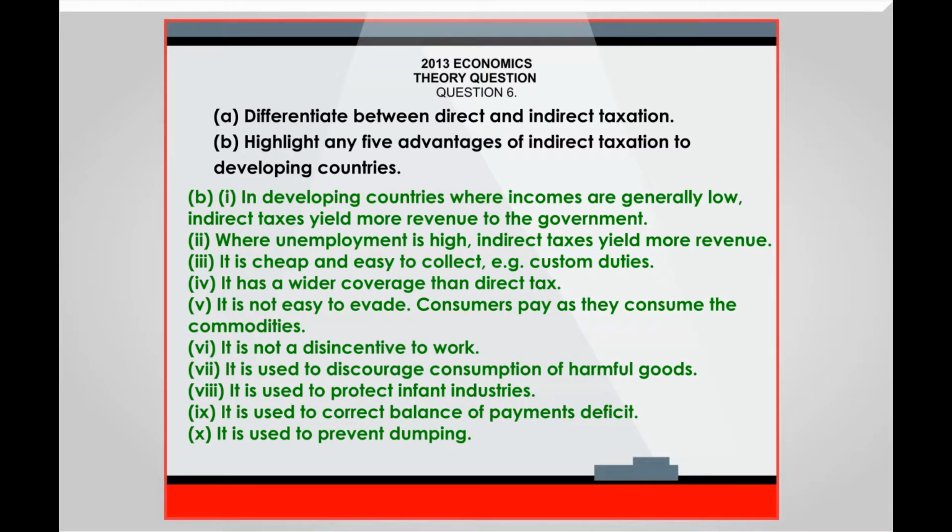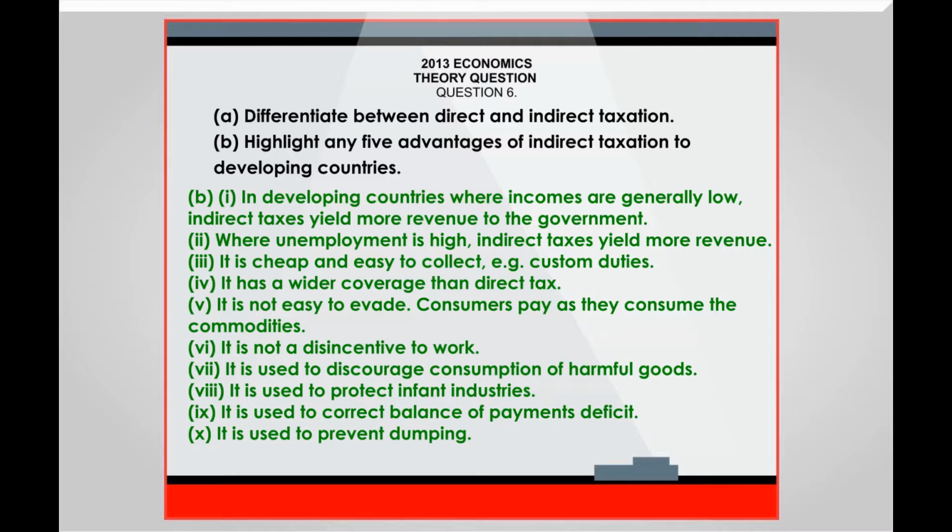B. I. In developing countries where incomes are generally low, indirect taxes yield more revenue to the government. II. Where unemployment is high, indirect taxes yield more revenue. III. It is cheap and easy to collect. Example, customs duties. IV. It has a wider coverage than direct tax. V. It is not easy to evade. Consumers pay as they consume commodities.